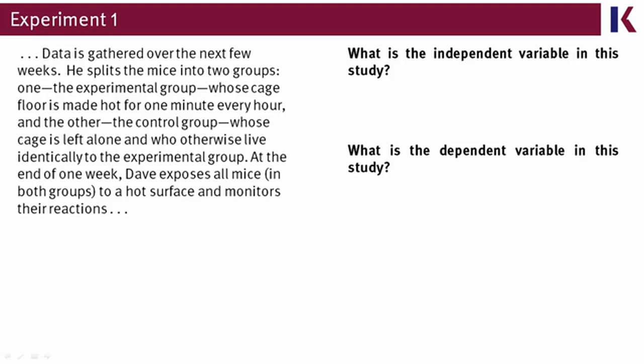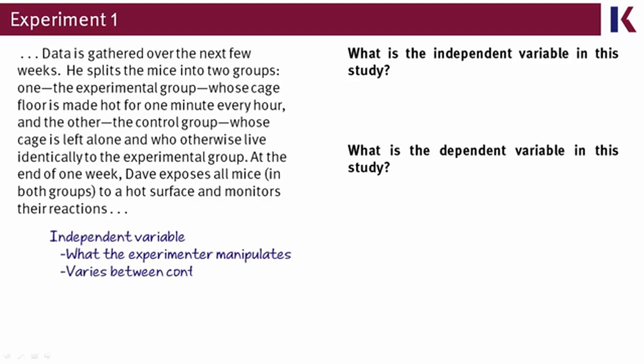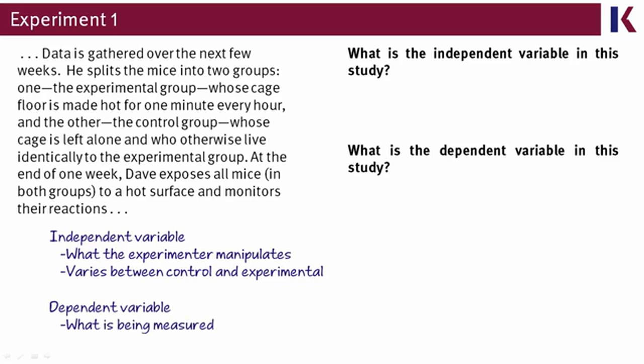So we're going to use this as an example, because we're already pretty familiar with it, to identify the independent variable, which is what is manipulated by the experiment, and also what varies between the control and experimental group, and then the dependent variable, basically what is being measured or what we expect to change based on our hypothesis. So go ahead now and fill in the answers to both of these prompts on your page. What are the independent and dependent variables for Dave's study with the mice?